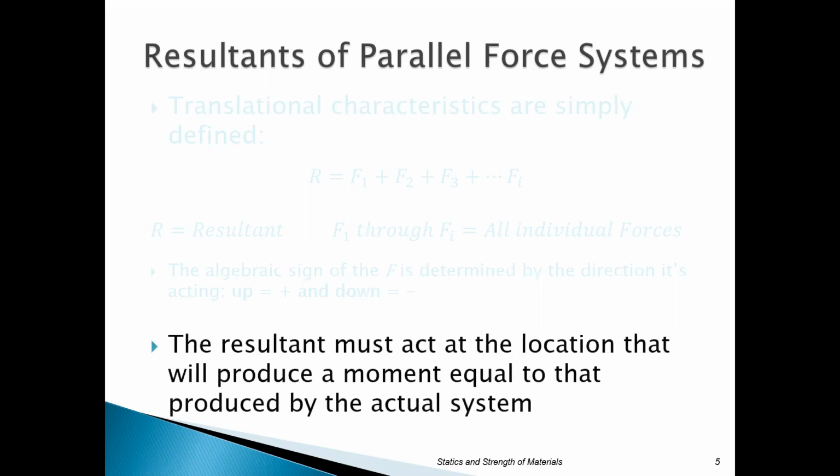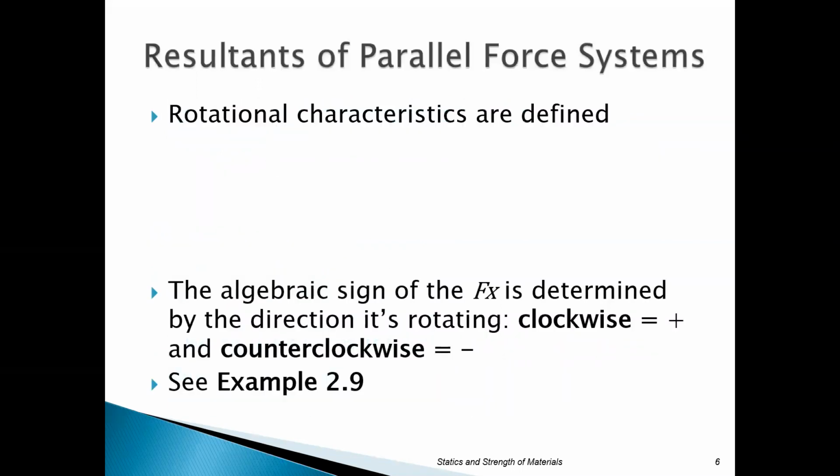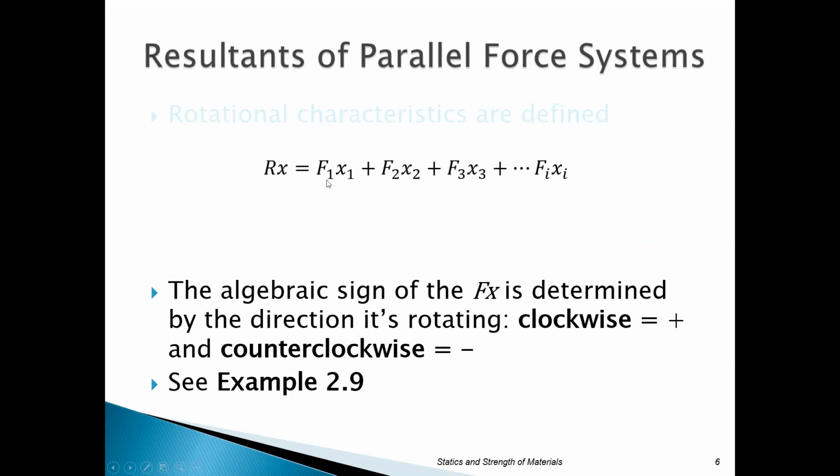Okay? So the resultant has to act at a location that's going to produce the same movement rotationally, or what we would call the moment. So the moment that is produced in the original system is going to be equal to the moment in the replacement system. It has to be if you have a true resultant. So what you're going to do is first define rotational. Rotational is saying this: the moment due to force 1 and its distance, plus the moment due to force 2 and its distance, plus the moment due to force 3 and its distance, has to be equal to the resultant times this distance.